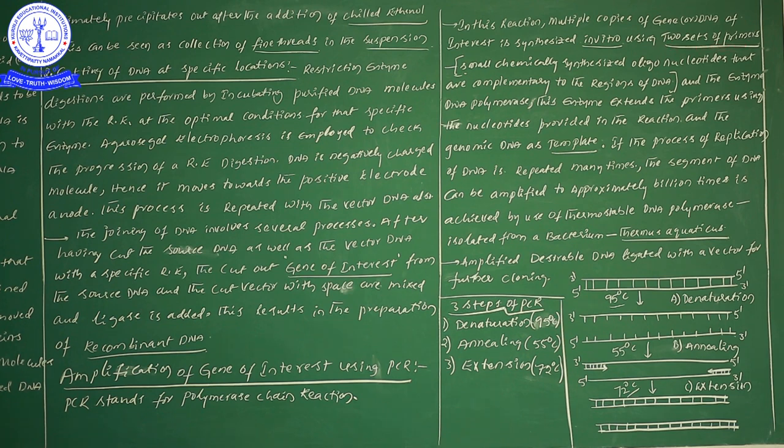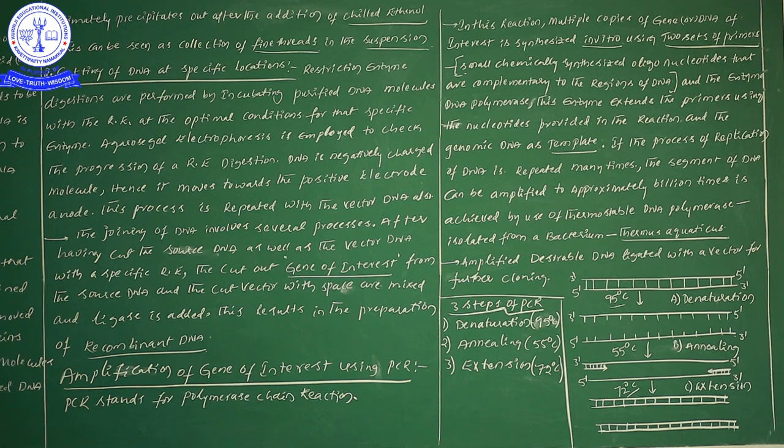We use two sets of primers. Don't forget, two sets of primers are used. What is the meaning of a primer? Primers are small chemically synthesized oligonucleotides that are complementary to the regions of DNA. Simply remember, small chemically synthesized oligonucleotides are taken as primers.